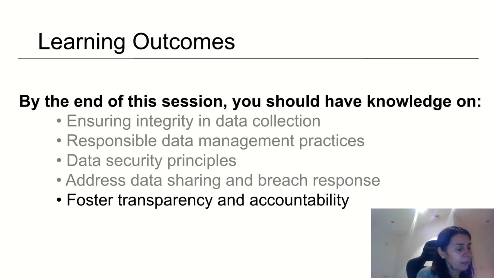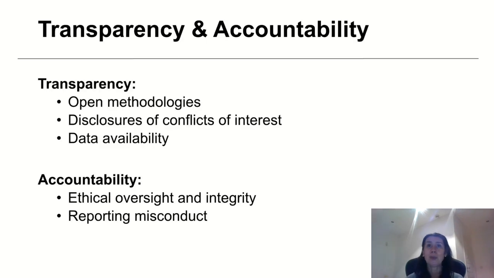The last aspect that I wanted to discuss is how the researcher should foster transparency and accountability. I think we have been through this already several times. Again, for transparency, we should have open methodologies, both for the participants, but also for the whole research community and society. Very important is that the researcher should disclose any conflicts of interest.